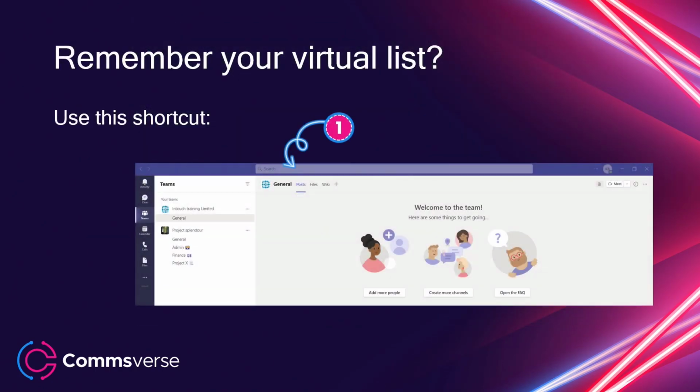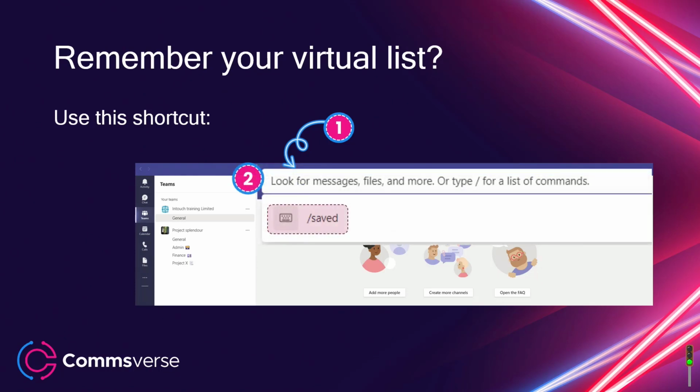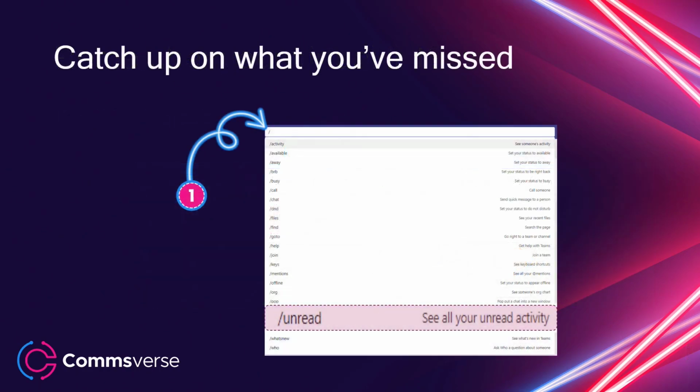So thinking about those commands, remember our virtual to-do list, we could have gone to our shortcut, we could have then put in the / and then we could have gone to saved, and that would have also taken me to that saved list. So do have a think about that one, that's really useful.